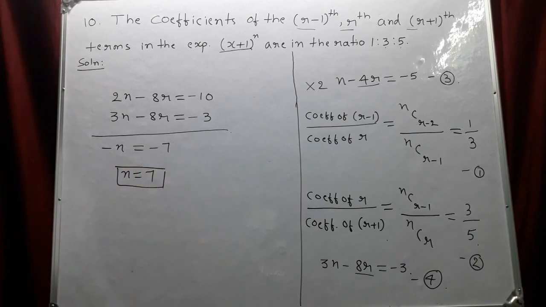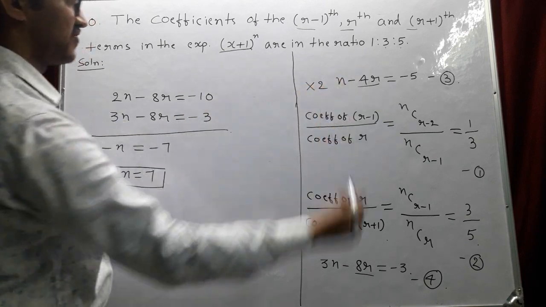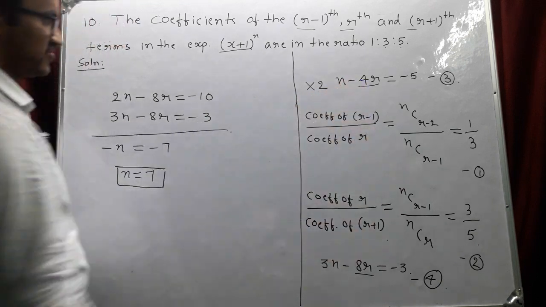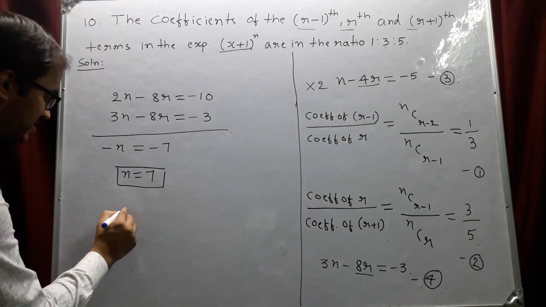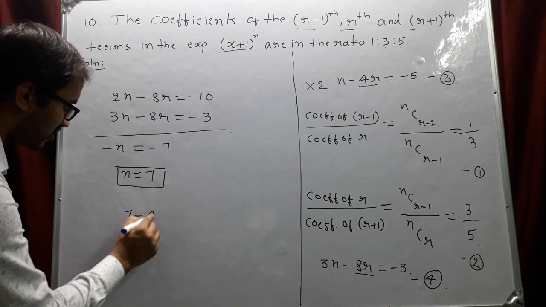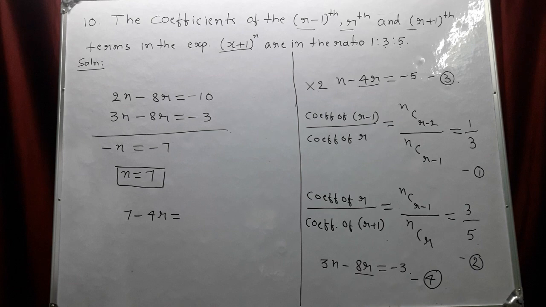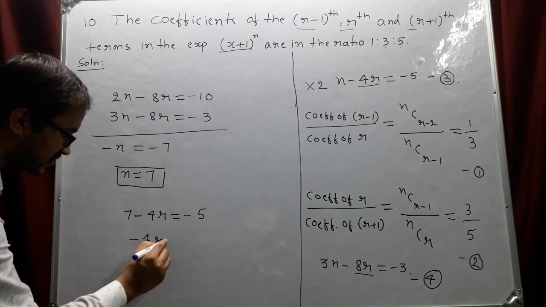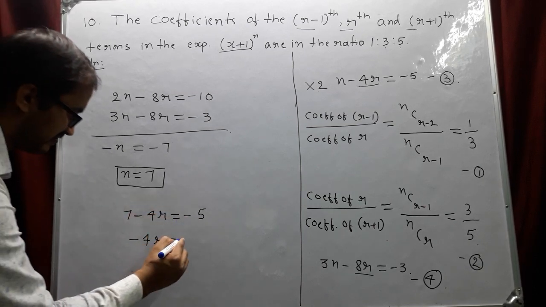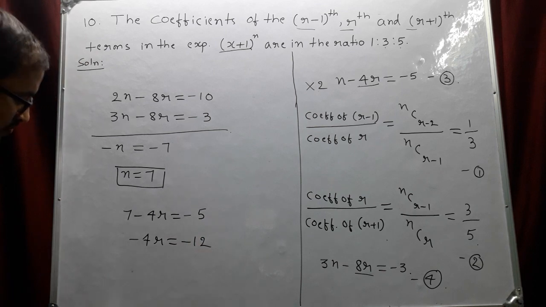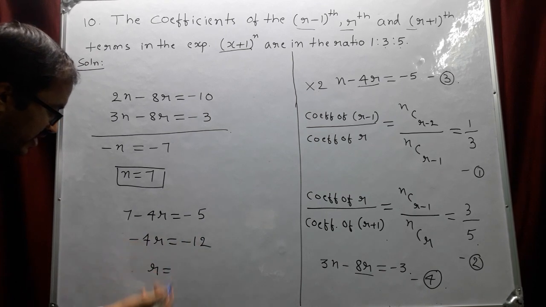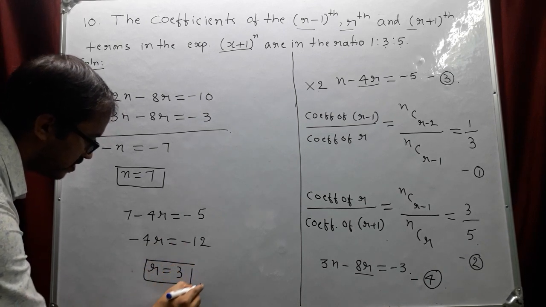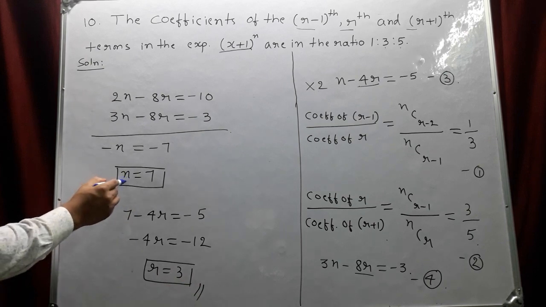So substitute n in any one of the equations, we can find the value of r. Suppose if I substitute n is equals to 7 in this equation, so what I will get? 7 minus 4r is equals to minus 5, or minus 4r is equals to minus 5 minus 7, so that is minus 12. r is equals to, minus will get cancelled, 12 by 4 means 3. So this is the required value of n and r.